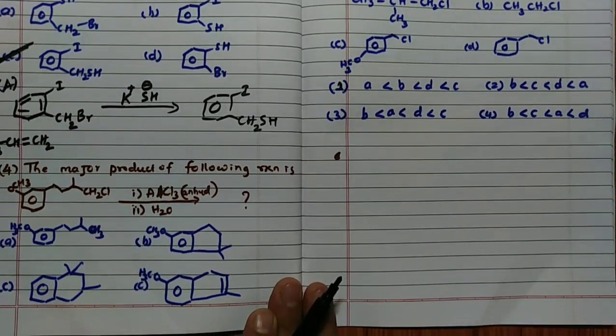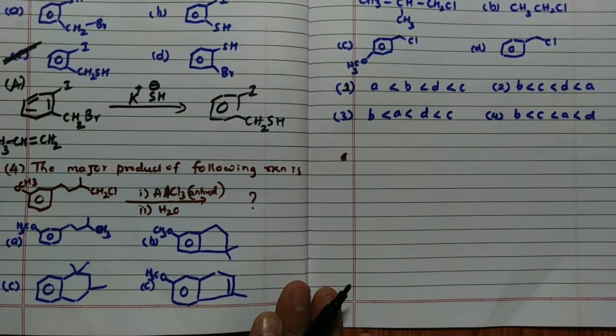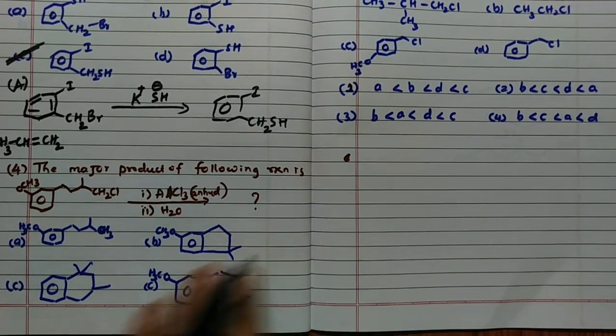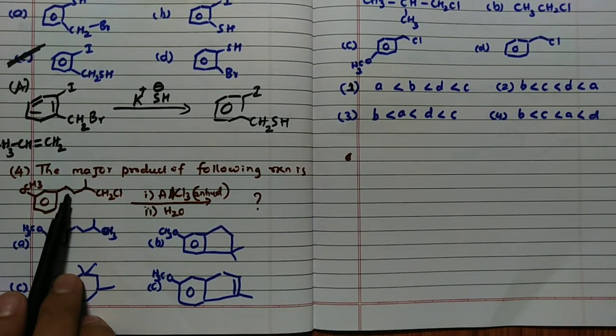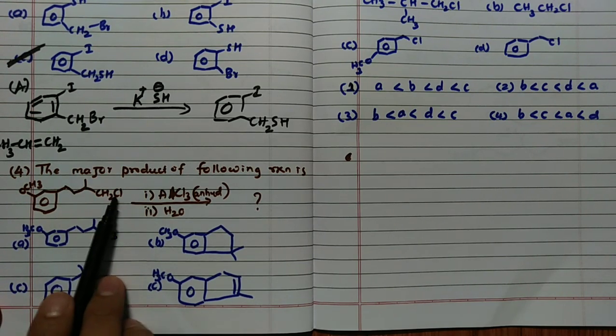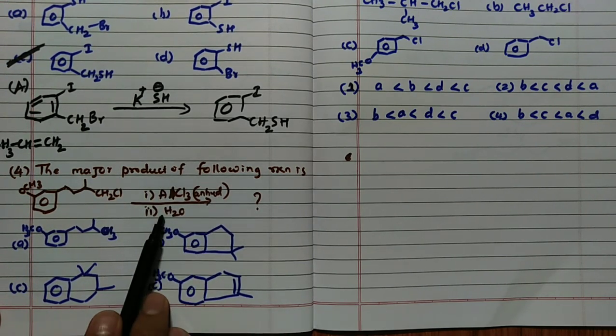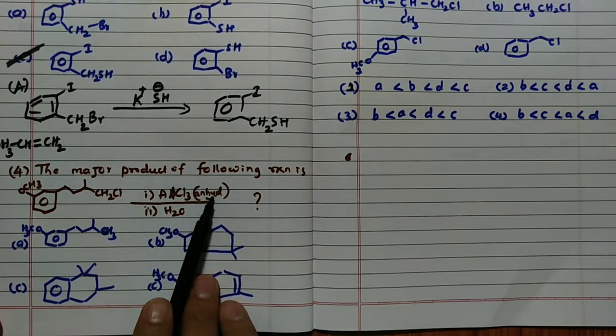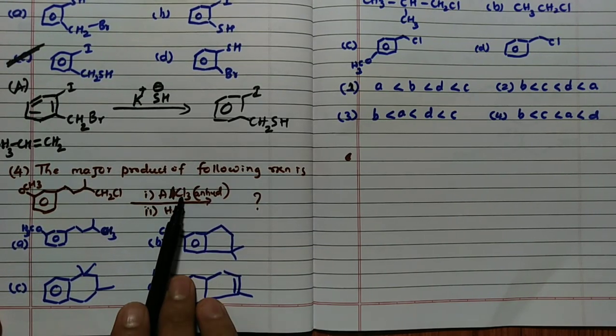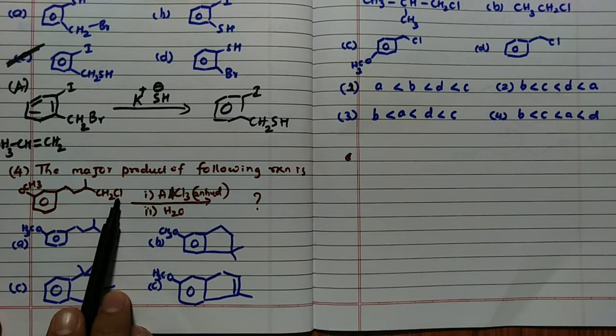Now, the fourth one. The major product in the following reaction is. See, what type of reaction is given? Like this, the OCH3 compound with CH2CH2CHCH3CH2Cl, AlCl3 anhydrous, then H2O. Now, what happens when anhydrous AlCl3 is used? It will take up this chlorine.